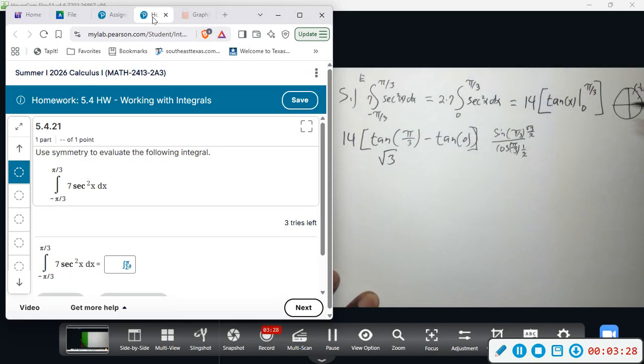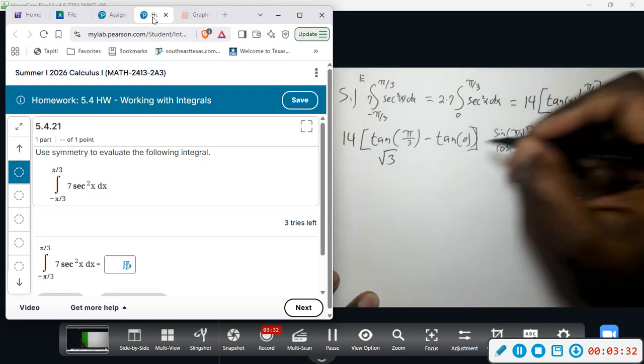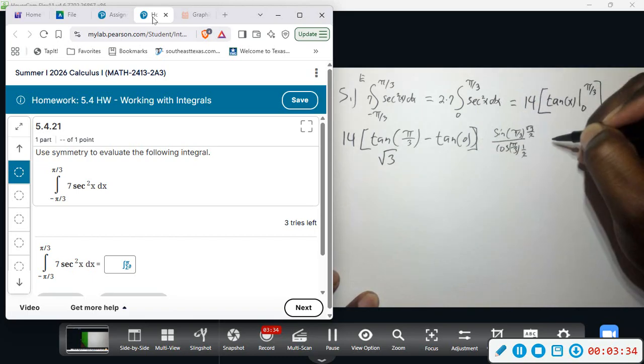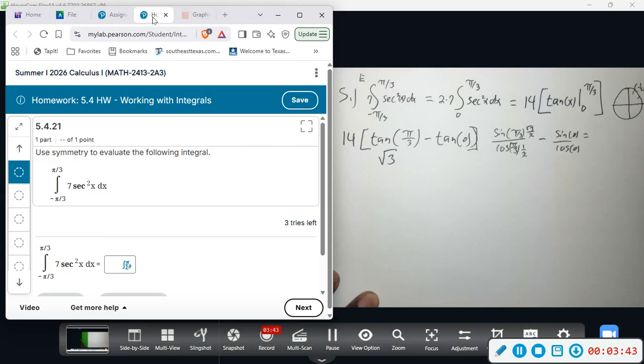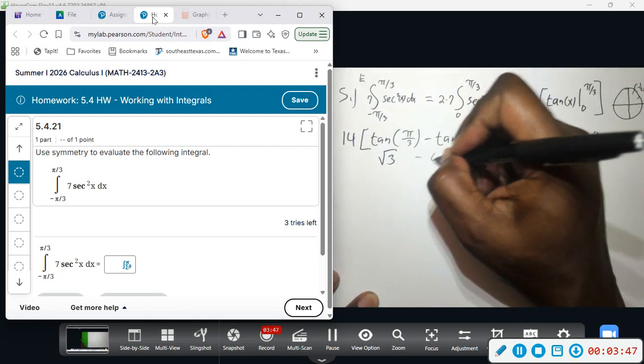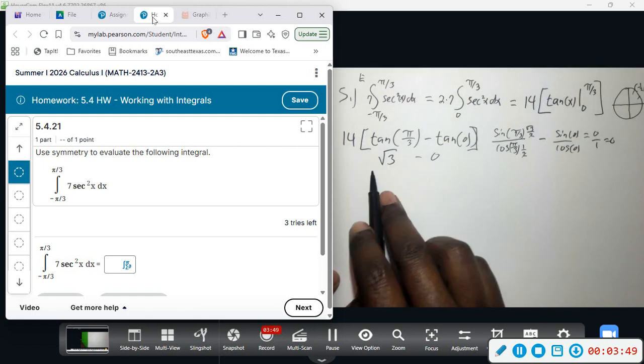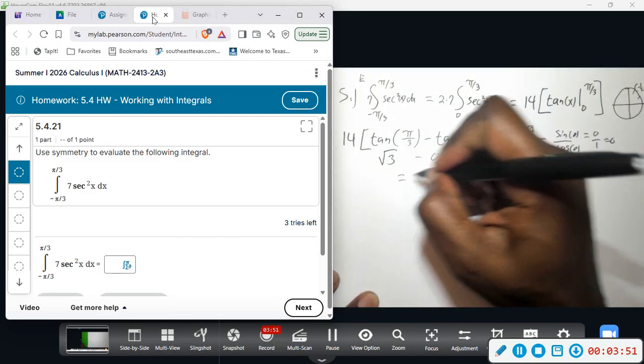And then tan of 0 right here is the point 1, 0. So the x value is cosine of 0 and the y value is sine of 0. This is 0 over 1, which is 0. So minus 0. We are going to get 14 times square root of 3 as our answer.